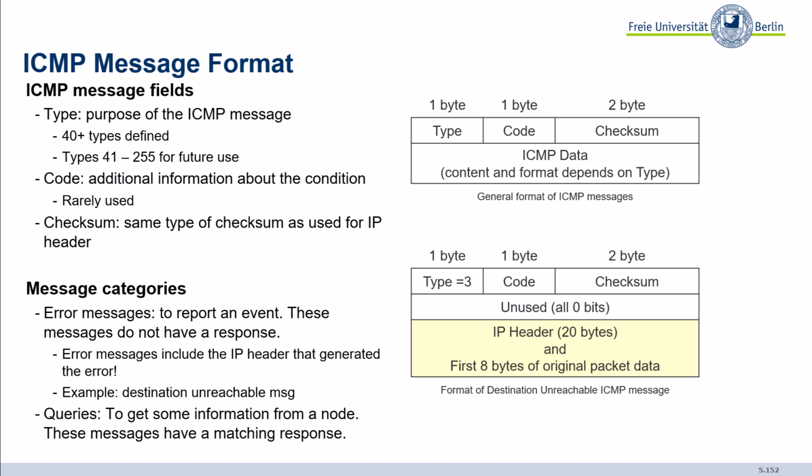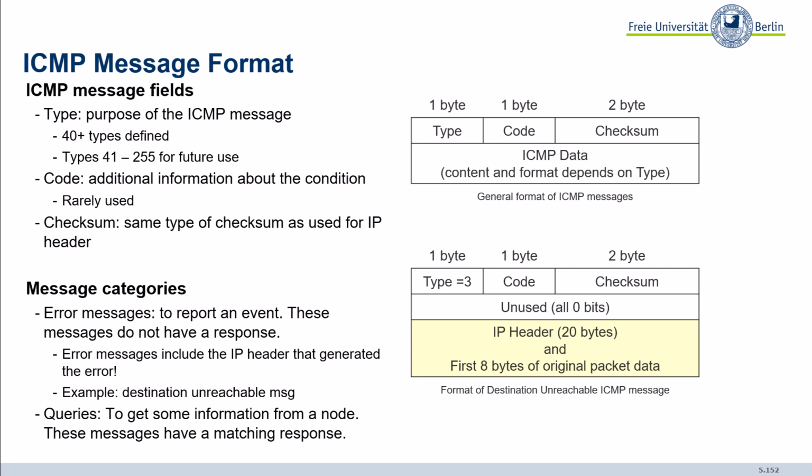So error message, so to report an event, so you don't have to answer for this. And the error message includes the IP header that generated the error, so that we see, okay, for diagnosis, something went wrong. And an example could be the destination is unreachable. So that's the idea. There are also message category queries. This is to get some information from a node. And then you have a matching response. This was our ping. So for the queries, for example, you ask the host with an ICMP request and you get a reply. So you have the matching responses. If a router generates error messages, okay, then you just report about an event. You include the header, for example, then you can learn, okay, this was the IP packet, this destination is unreachable, then you can do something.